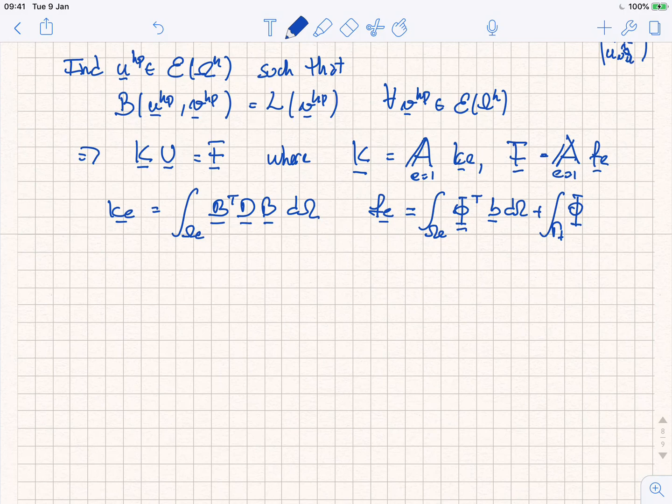I cannot seem to find it, yes, now it is here, okay. And this is our traction vector, and that is a boundary integral. So now we're interested in obtaining these quantities within the generalized finite element framework, right?